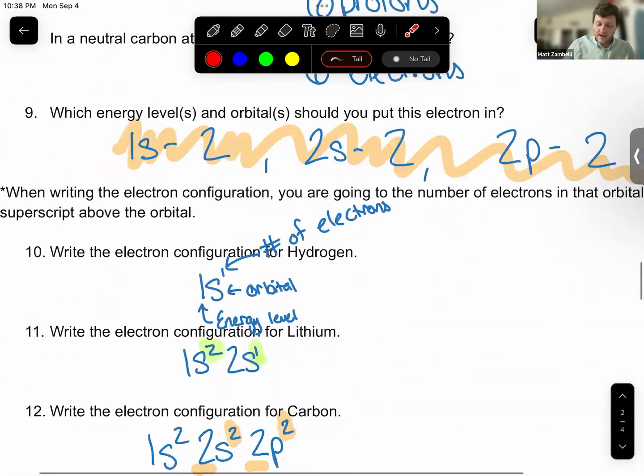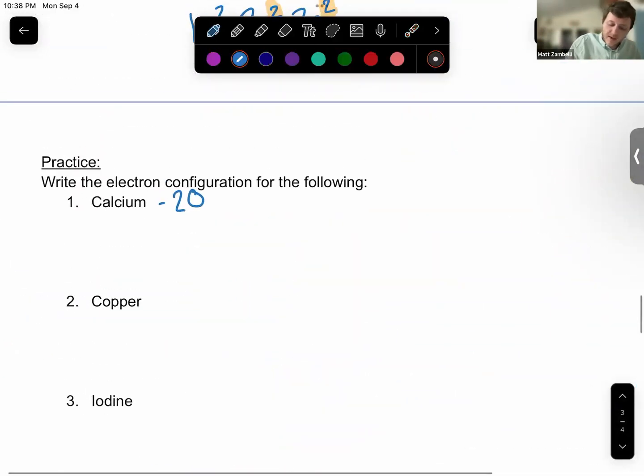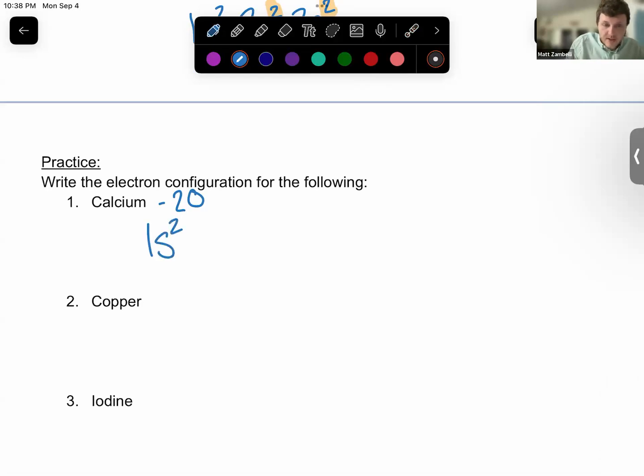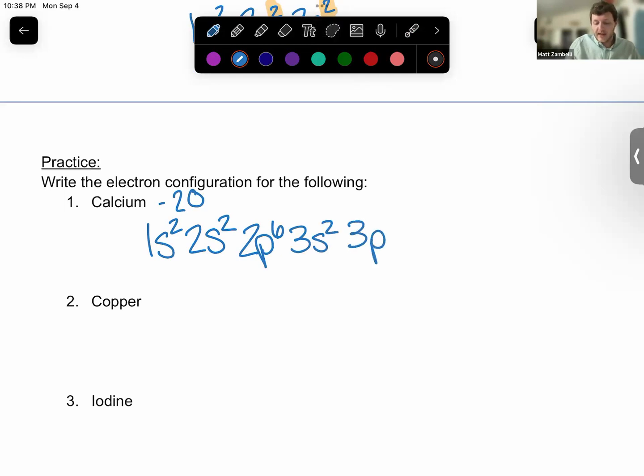So we go down, and let's go ahead and write it out together. We have 1s2, 2s2, 2p6, 3s2, 3p6, and then we end at 4s2.